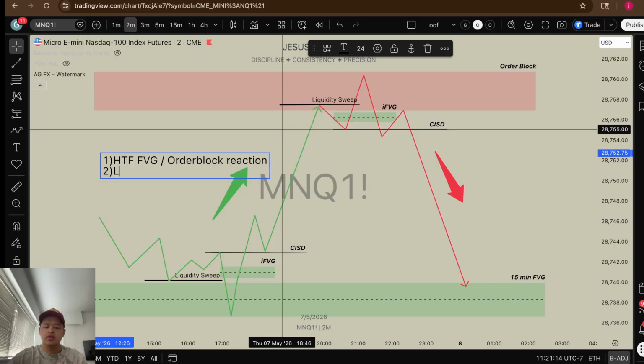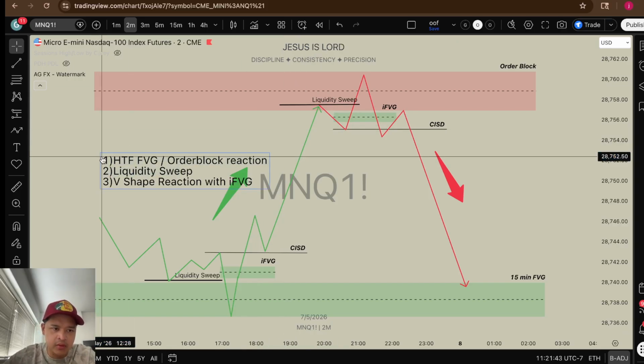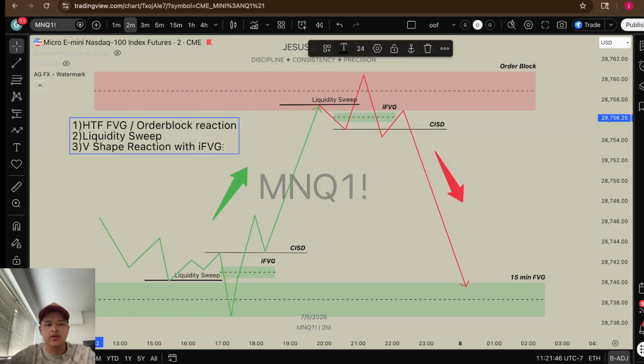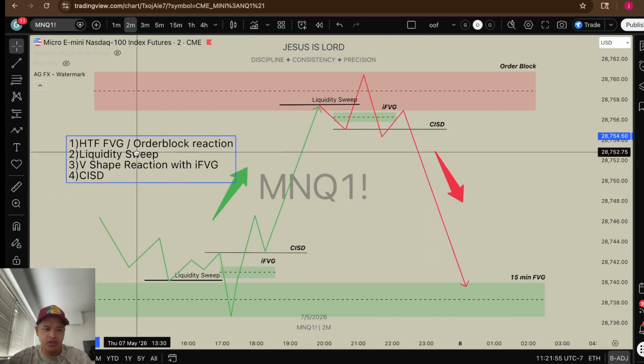Okay, number two, there should be a liquidity sweep. Some sort of internal liquidity sweep or external. Okay, number three, you want to have a V-shaped reaction with an inverse fair value gap. Number four, change in the state of delivery. Okay, that's our checklist, guys.